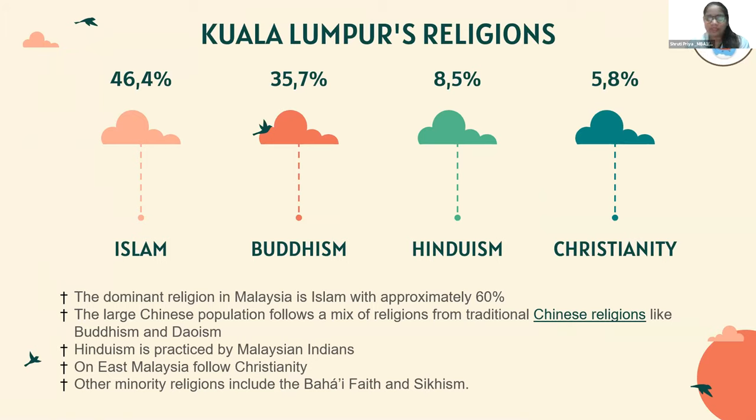So you saw the moon and star in the flag. That shows that the country is dominated by Islam. You know that every Islamic country uses a moon and a star as their symbol. Another religion followed is Buddhism, which is followed by most of the Chinese people, and another religion followed by Chinese is Taoism. The third most followed is Hinduism, which is practiced by Malaysian Indians. The fourth major religion is Christianity, which is followed mostly in the East Malaysian states. Other religions followed are Bahai and Sikhism.